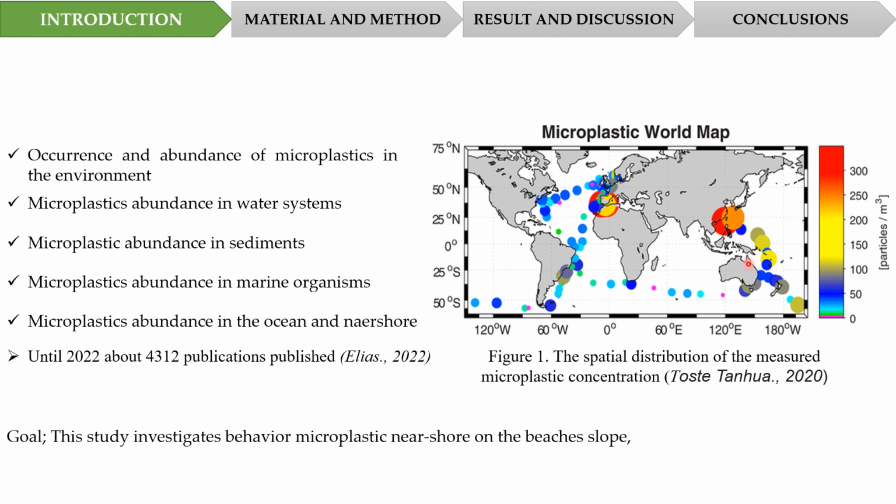So we can say that microplastic is present everywhere on our planet. Microplastic occurs and is abundant in the environment, in water systems, in sediment, in marine organisms, in the ocean and near shore. So in this study, we investigate the behavior of microplastic near shore on the beach slope.